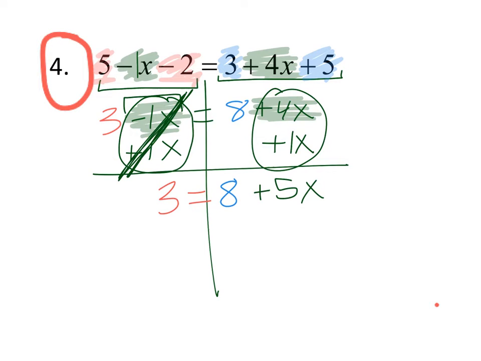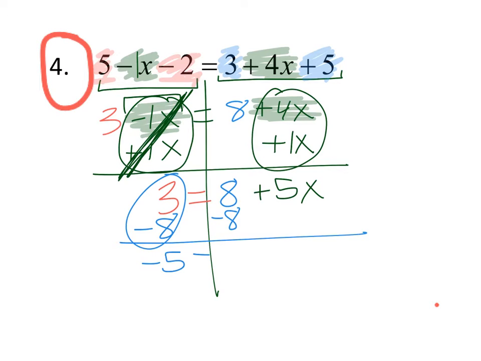So you may not have taken the exact same steps that I have here, but you may still get the same answer, and that's fine. Now the x is on one side, so I need to move the 8 away from that side, so I'm going to subtract 8 on both sides. 3 minus 8 is negative 5, equals 8 minus 8 is 0. We've got a positive 5x left there.